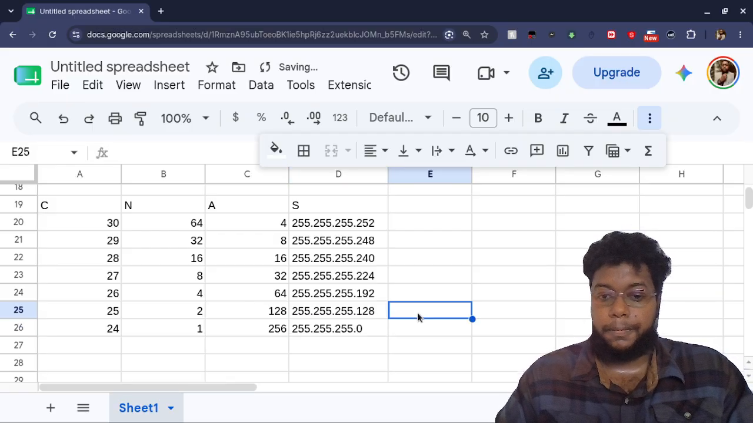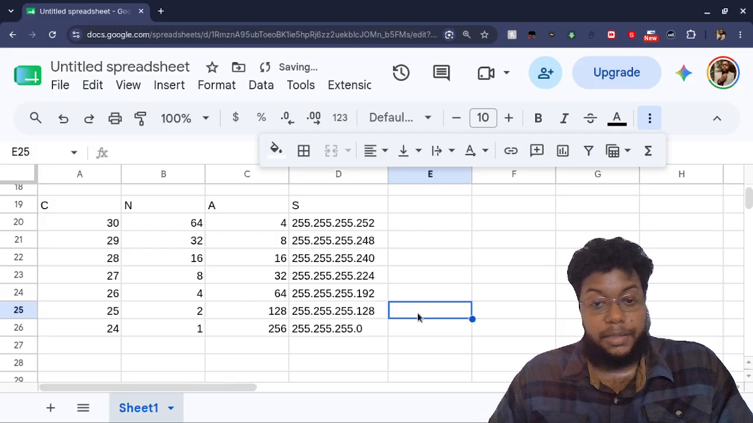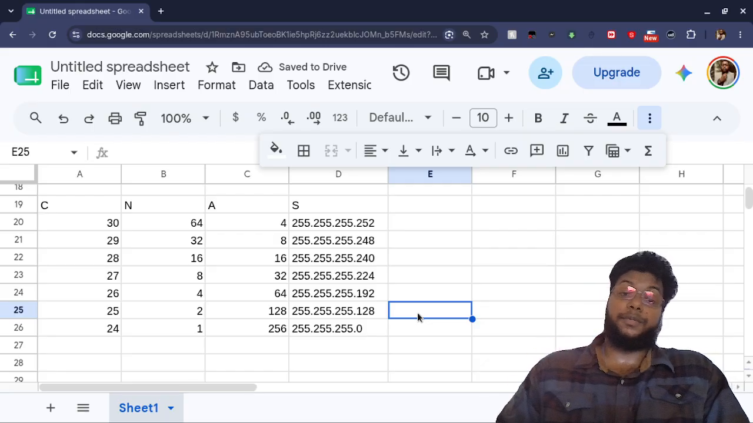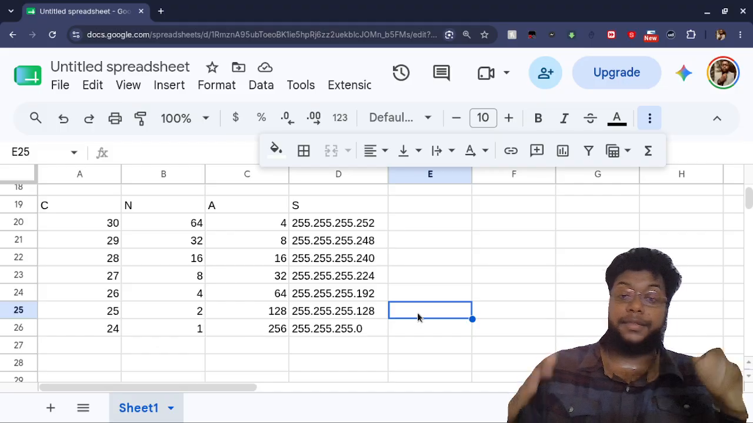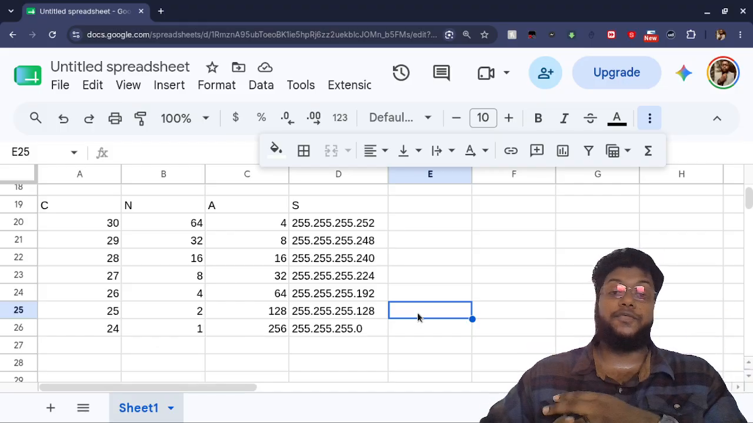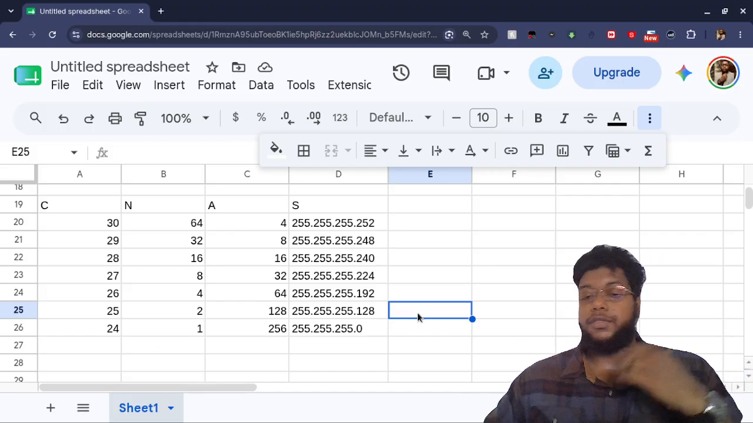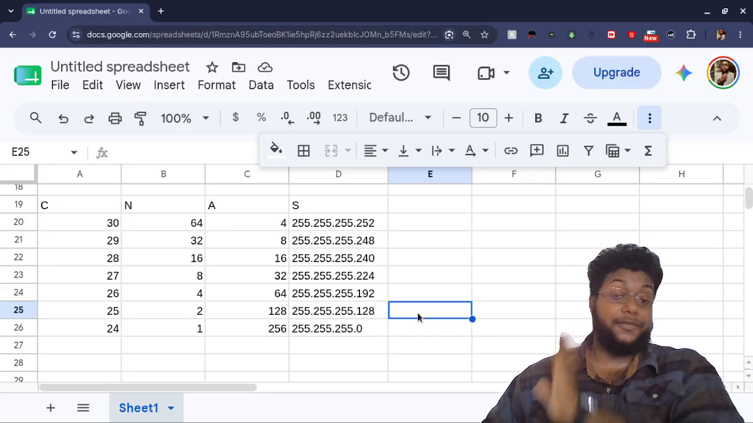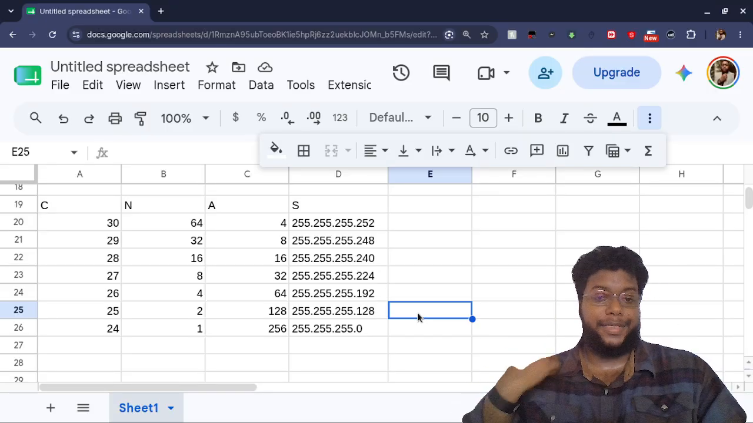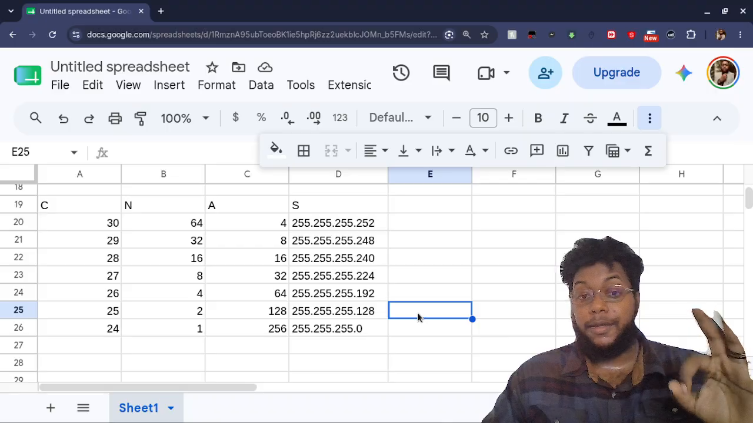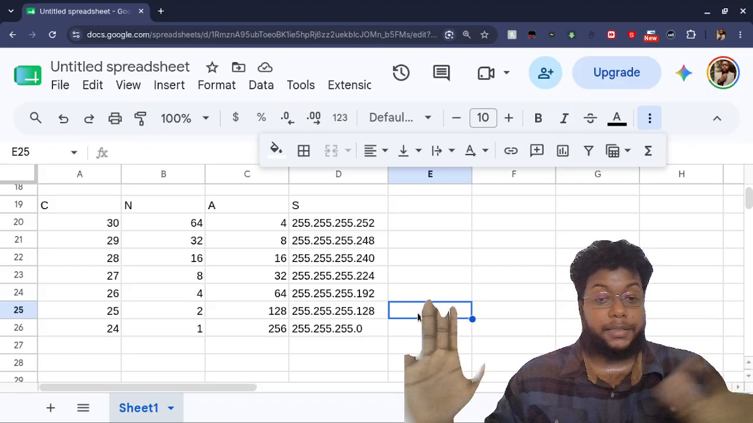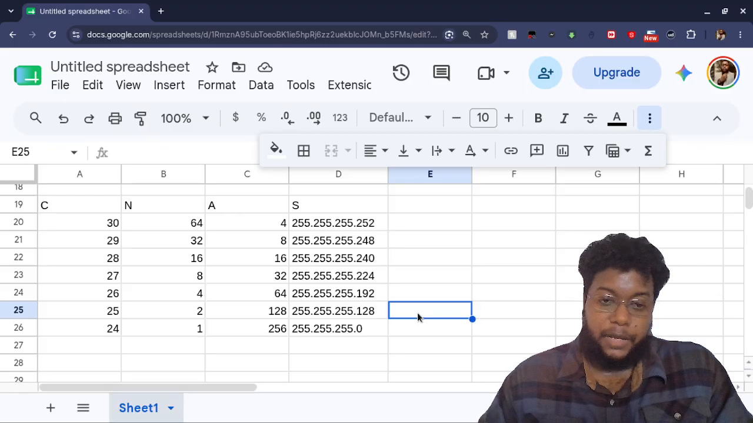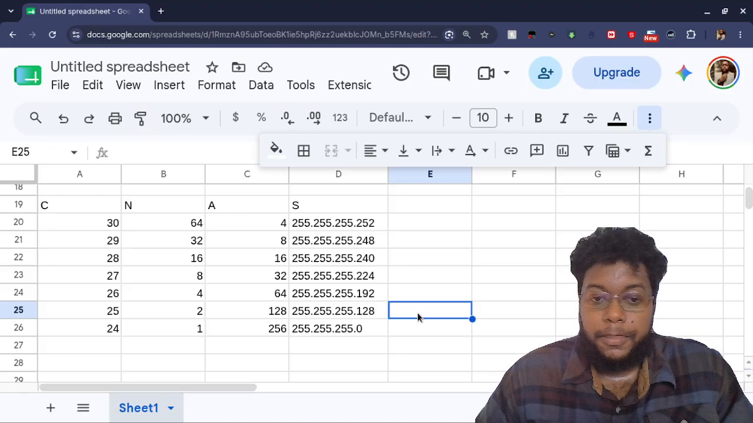Cool. All right, now that we have this built out and we're comfortable with this concept, the 252, 248, 240, 224, 192, 128, and 0, this is all the last octet. This is the fourth octet. We understand that there are three fully complete turned-on bits before this, so now we can move on to the next part, right?